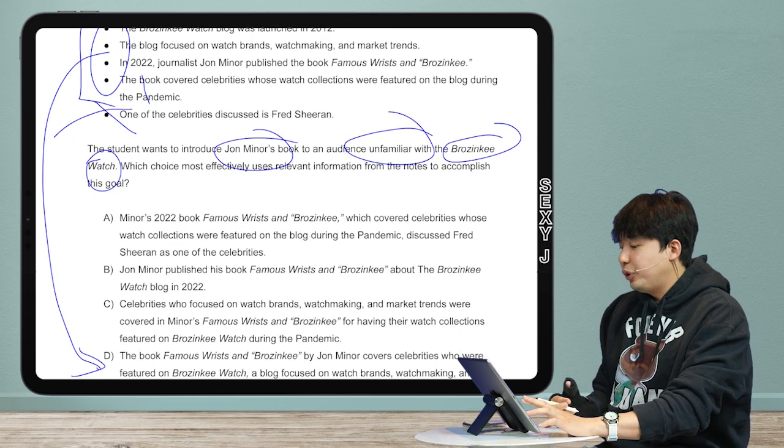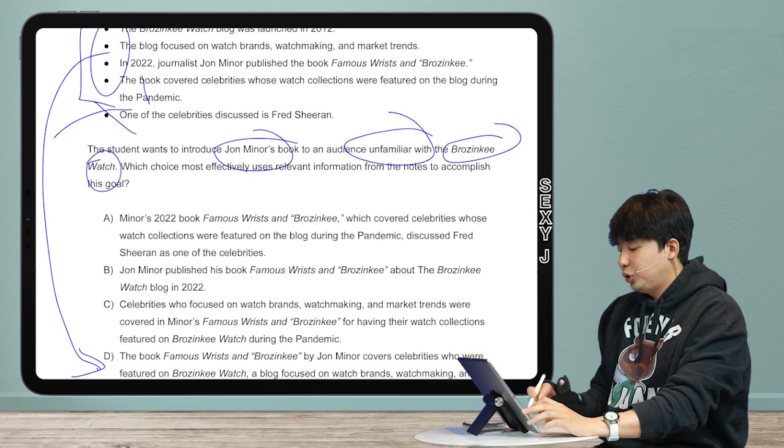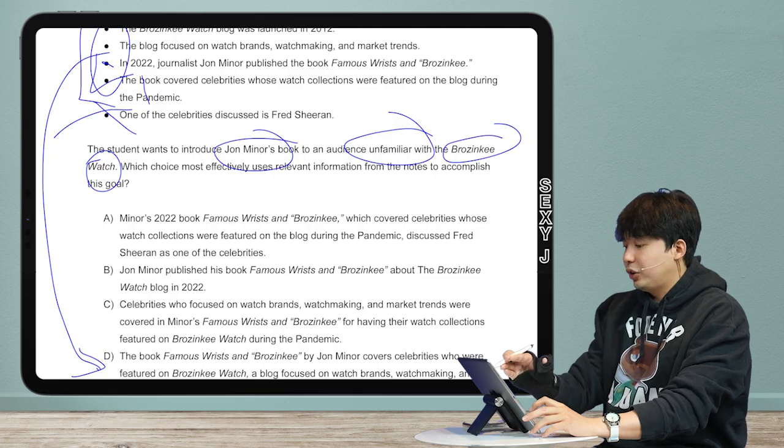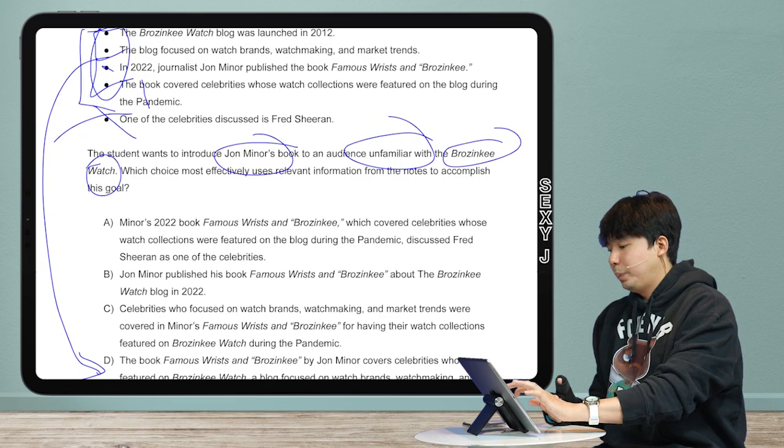Now, if you want to be really, really certain, then you go, okay, does it introduce the book? Yes, it does, because it refers to these two. Does it talk about the blog? Yes, it does, because it talks about those two, and that's my answer.